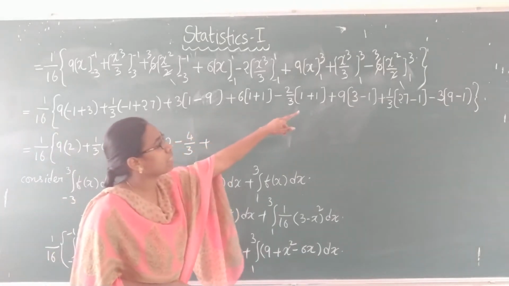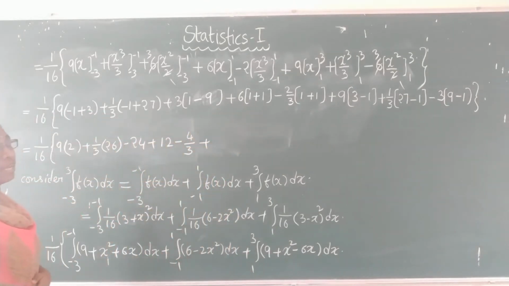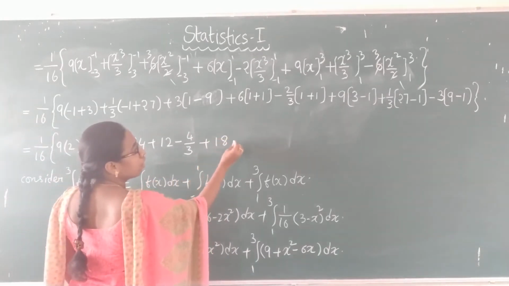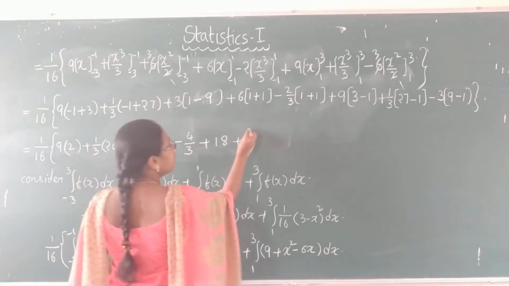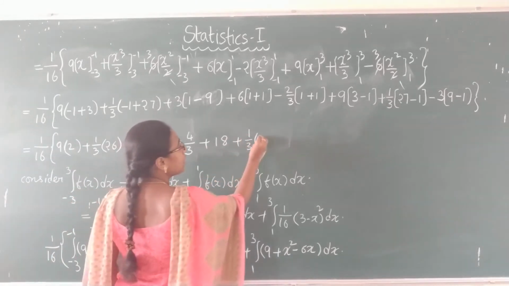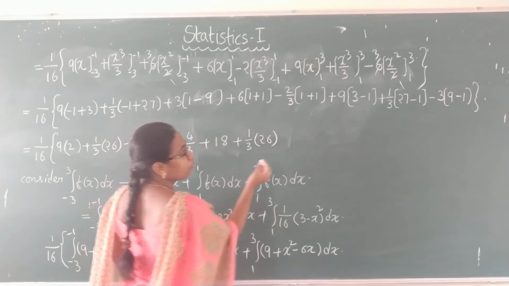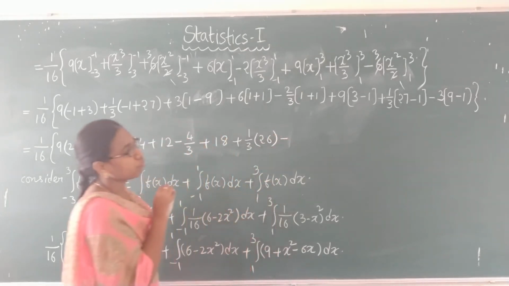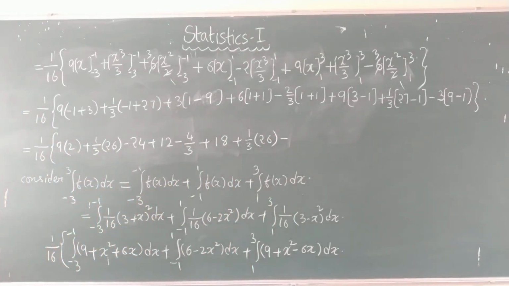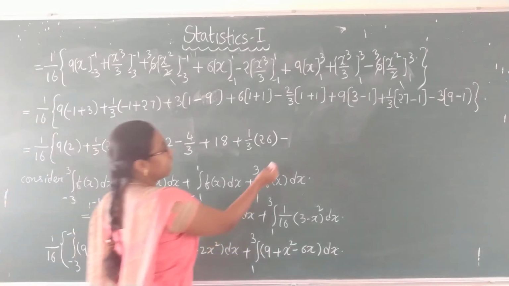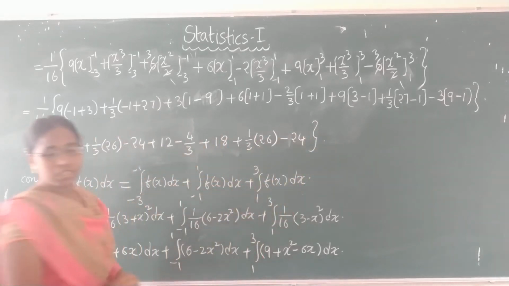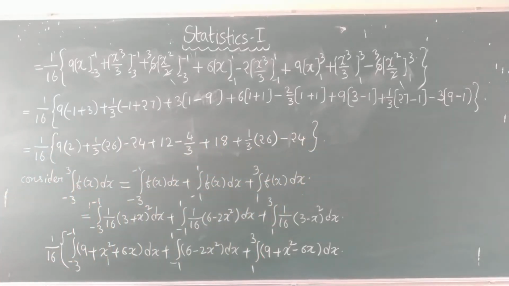by 3 plus 9 into 3 minus 1 is 2. 9 twos are 18, plus 1 by 3 into 27 minus 1 is 26, minus 3 into 9 minus 1. 9 minus 1 only, right? Yes, 9 minus 1 is 8. 8 threes are 24 again. So minus 24. So this is a simplified value. Now simplify it.